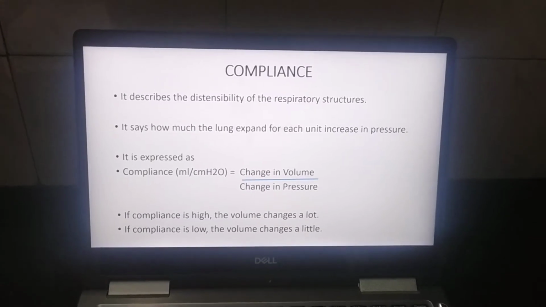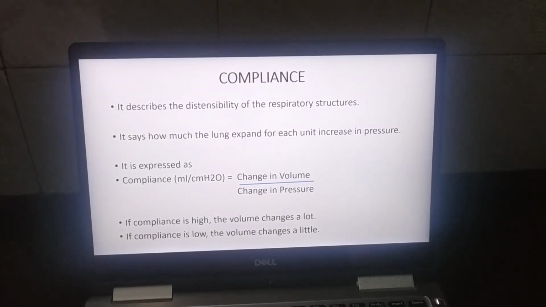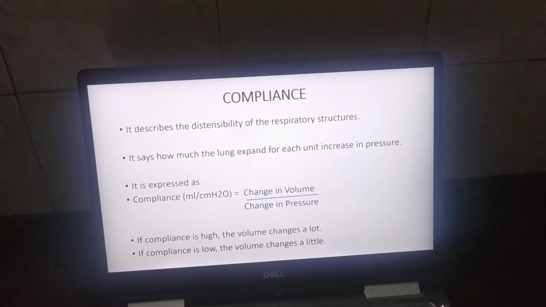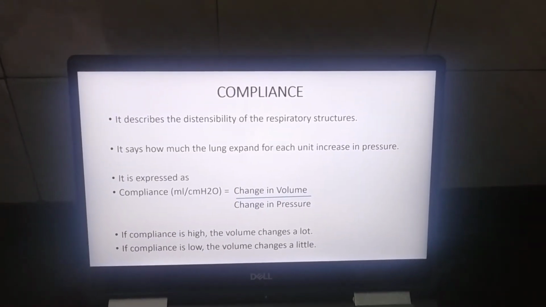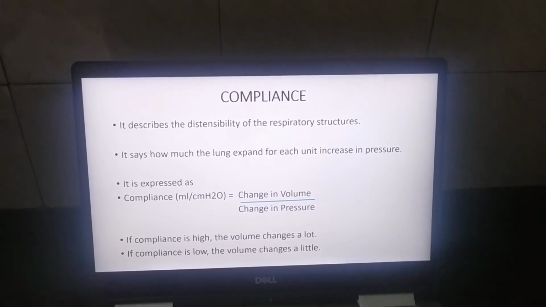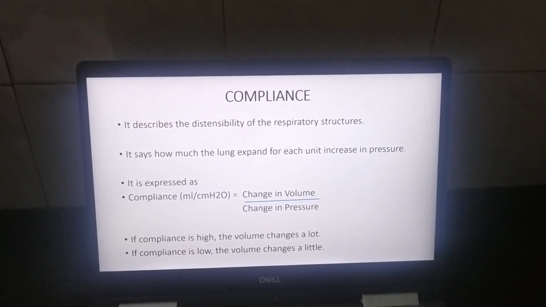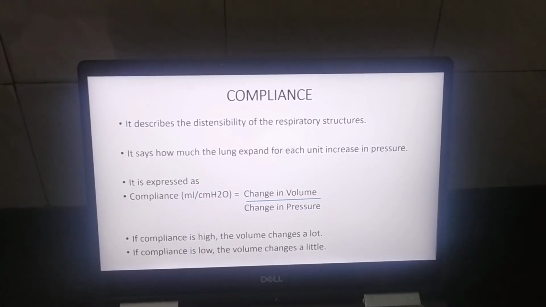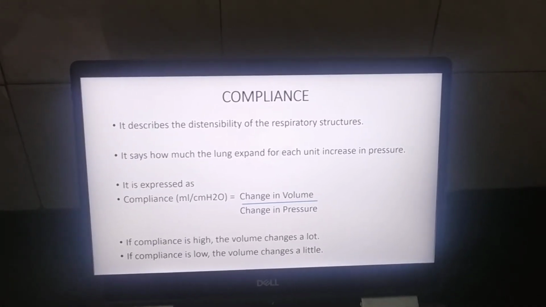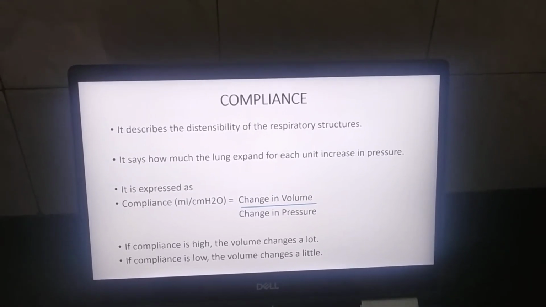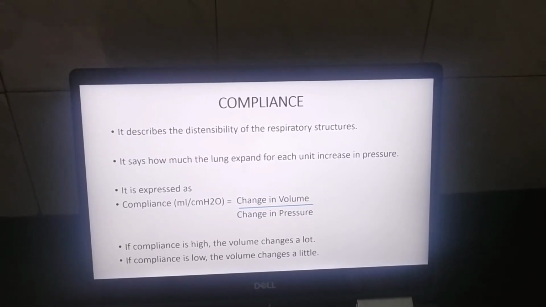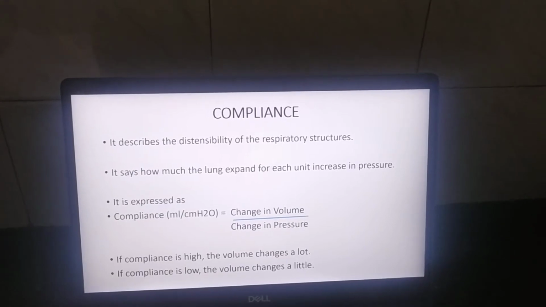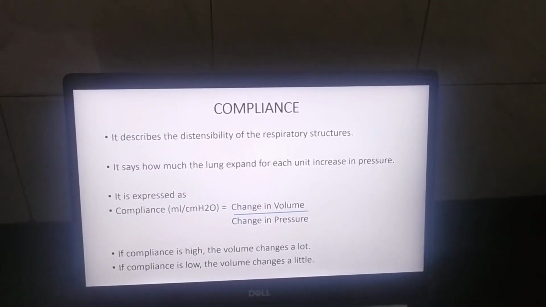So what do you mean by compliance? It describes the distensibility of the respiratory structures. It says how much the lung expands for each unit increase in pressure. It is expressed as compliance equals change in volume per unit change in pressure. Means as we change the pressure, there will be change in the distensibility of the structure. Now it can be expressed as ml per centimeter of water. That ml represents the volume, centimeter of water represents the pressure.